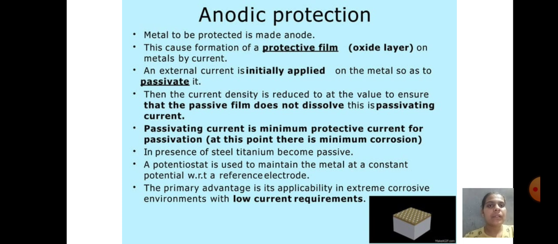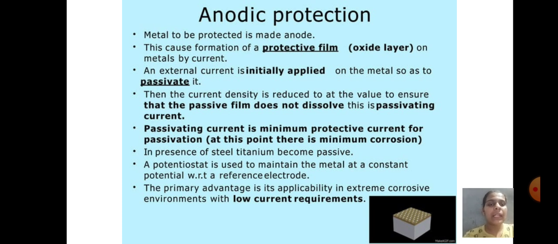Anodic protection. The metal to be protected is made anode, and this causes formation of a protective film on the metal by current. An external current is initially applied on the metal so as to passivate it. Then the current density is reduced to a value to ensure that the passive film does not dissolve. This is passivating current. Passivating current is the minimum protective current for the passivation.